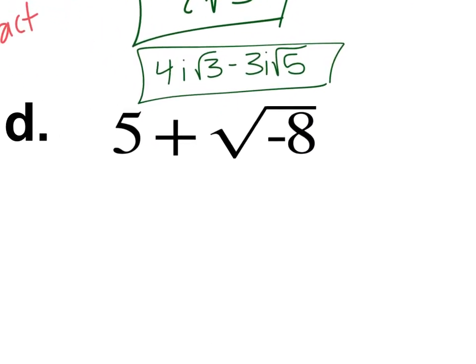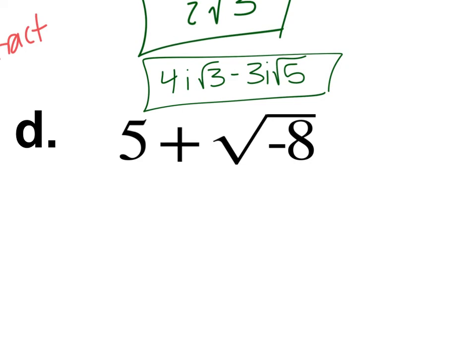All right, letter D is 5 plus root -8. So we have the square root of a negative. We do not want to leave that. So I'm going to write this as -1 times, and then 8 does break apart into the perfect square 4 times 2.